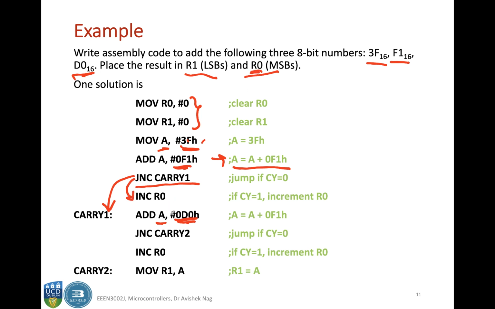Now after addition of the third number, you again check the status of the carry flag. So again you use the JNC command, and this time with a different label. After the addition of the third number, if there is no carry, then you move to this line, which is the final step of this code, that is to move whatever is the result in the accumulator to R1. Now if the result after adding these three numbers is still 8 bits, then R1 will contain those 8 bits.